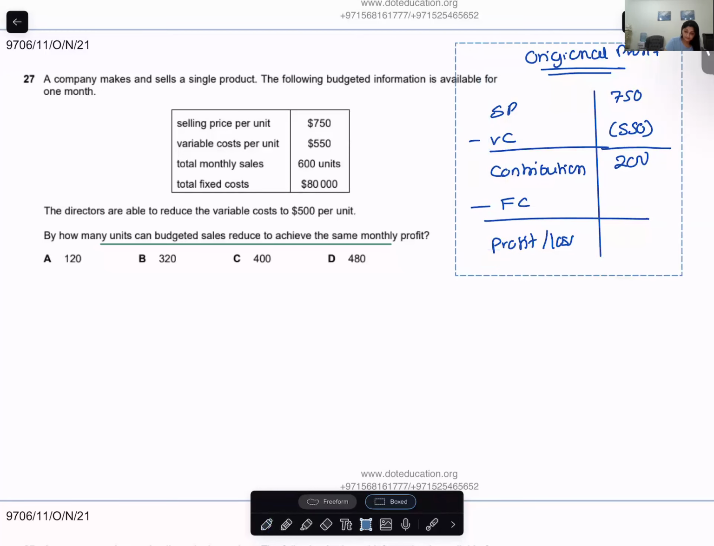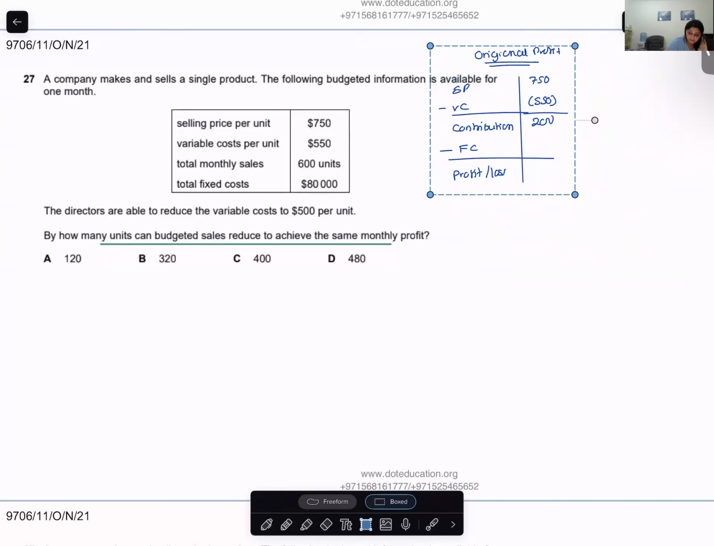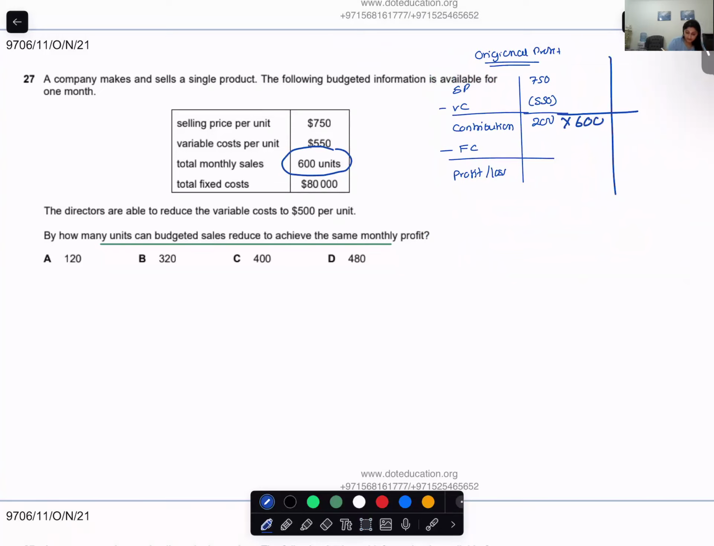What is your total contribution? My total contribution is contribution per unit into sales volume. So it'll be 200 into 6. So total contribution will become how much? It'll become 120,000. Your fixed cost is 80,000. So your profit for the year will become how much? 40,000. You want to maintain the same level of profit.